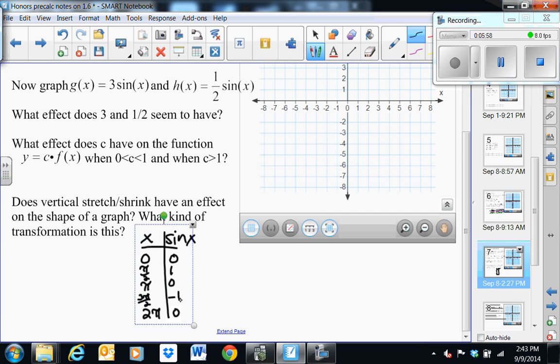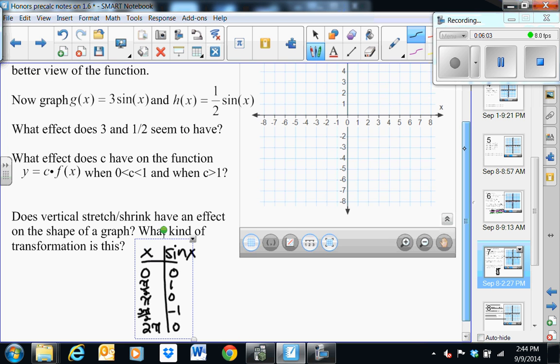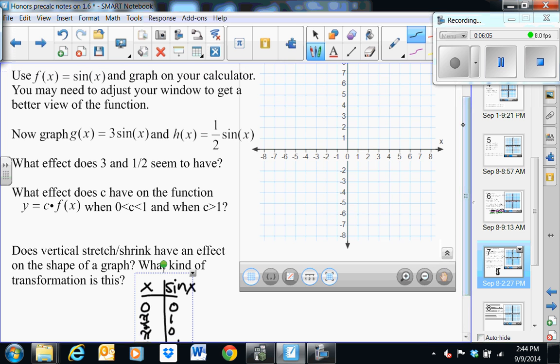And at 3 pi over 2, sine is equal to -1. And so this is showing one period of the sine function. And if you remember, it oscillates between going up to 1 and down to -1.